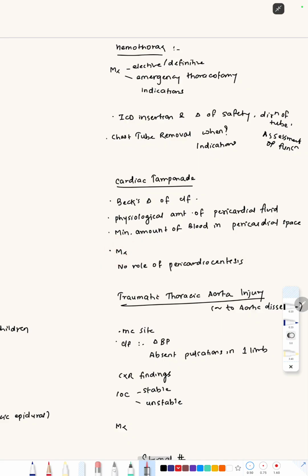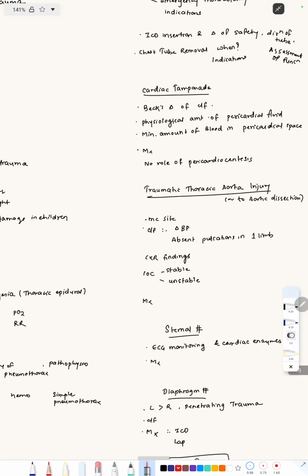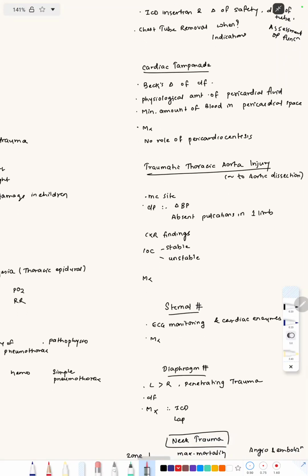Management of cardiac tamponade is always an emergency, like hemothorax. So that is left anterior thoracotomy, done along with evacuation of hematoma and a pericardial drain. There is no role of pericardiocentesis in cardiac tamponade. Just like we do needle thoracocentesis in tension pneumothorax, here no pericardiocentesis is done, because a blind procedure can lead to damage to the heart.